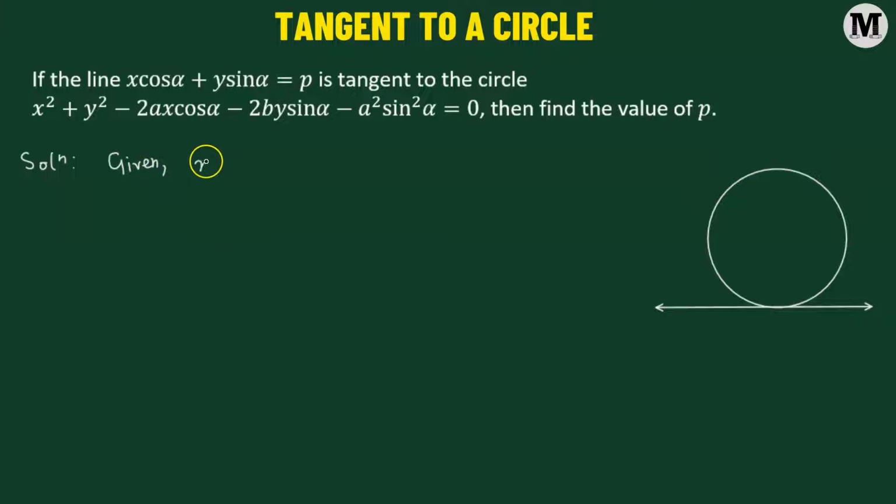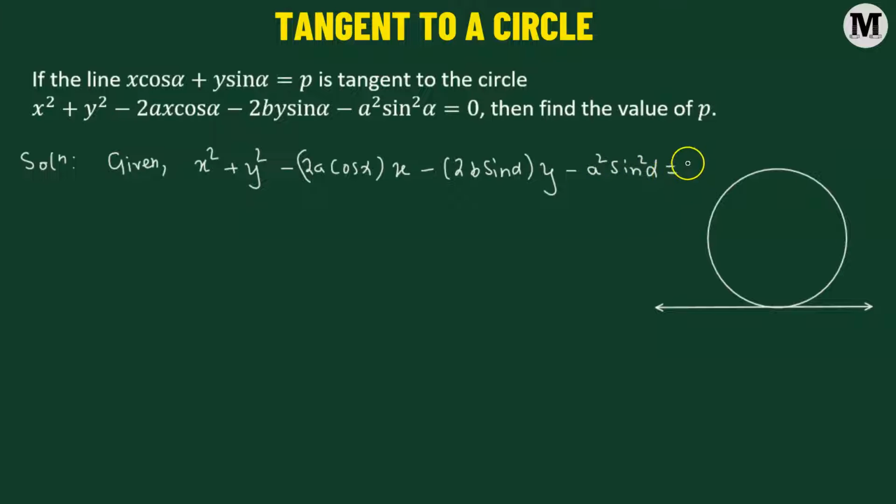We have x squared plus y squared minus 2 times a cosine alpha. So let's consider this to be the coefficient of x, minus 2 times b sine alpha. This is going to be the coefficient of y, and the constant term, so that's negative a squared sine squared alpha equals to 0. So this is the equation of the circle that's given to us.